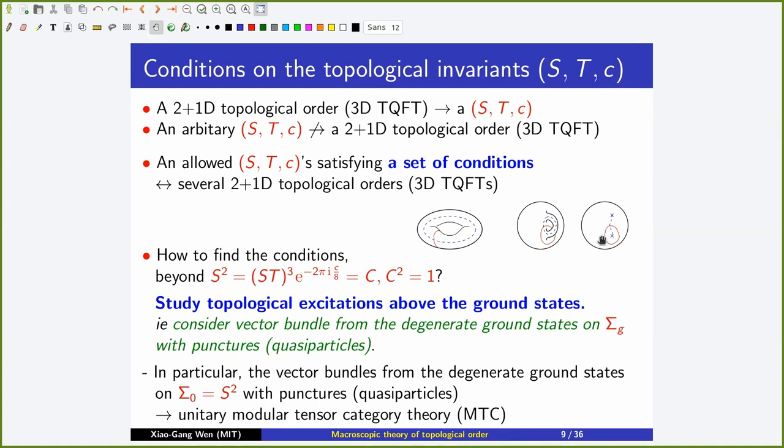And so this is the idea. So far when we consider this ST matrix, we only consider the ground state. We did not consider excitations. And this relation suggests that we should consider excitations, and then seek more conditions. Actually there's a little story here. At the beginning, in the 1980s, when people tried to think about how to systematically describe topological order or quantum Hall states, there were basically two directions.